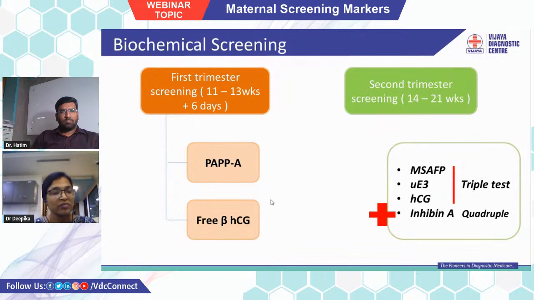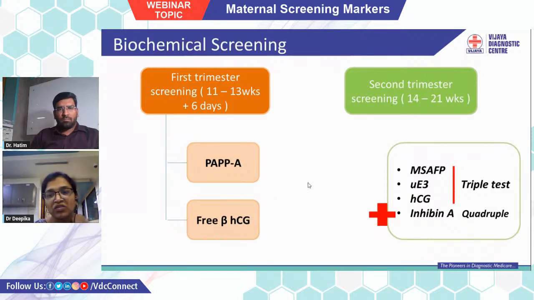So this is a brief of the biochemical screening done in the first and second trimester, and these are the biochemical markers. In the first trimester, we call it a double marker. We have PAPP-A and free beta HCG, whereas in the second trimester, we have the triple marker screen and quadruple marker screen.